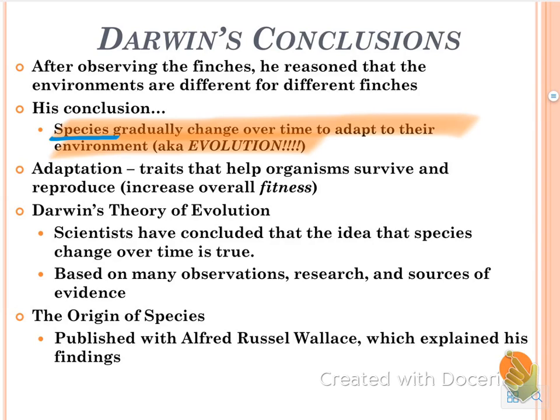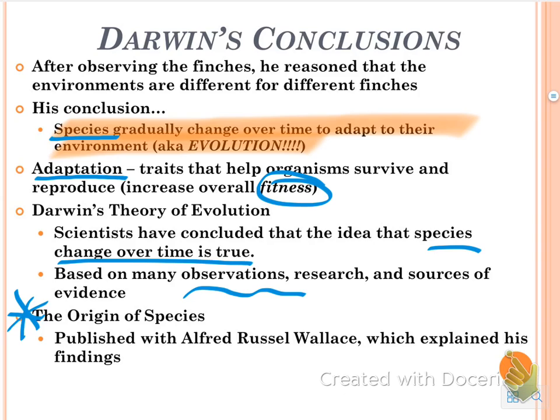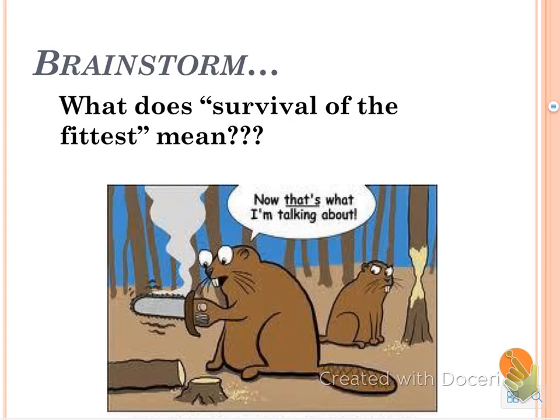It's a species. He also coined the term adaptation. It's a trait that helps organisms survive and reproduce, increasing their overall fitness. So his theory of evolution is that species change over time, and this is based on many observations, research, and sources of evidence by Darwin and other scientists. He also published something called The Origin of Species, and this explained his findings and everything he found on the islands. So let's brainstorm. What does survival of the fittest mean?